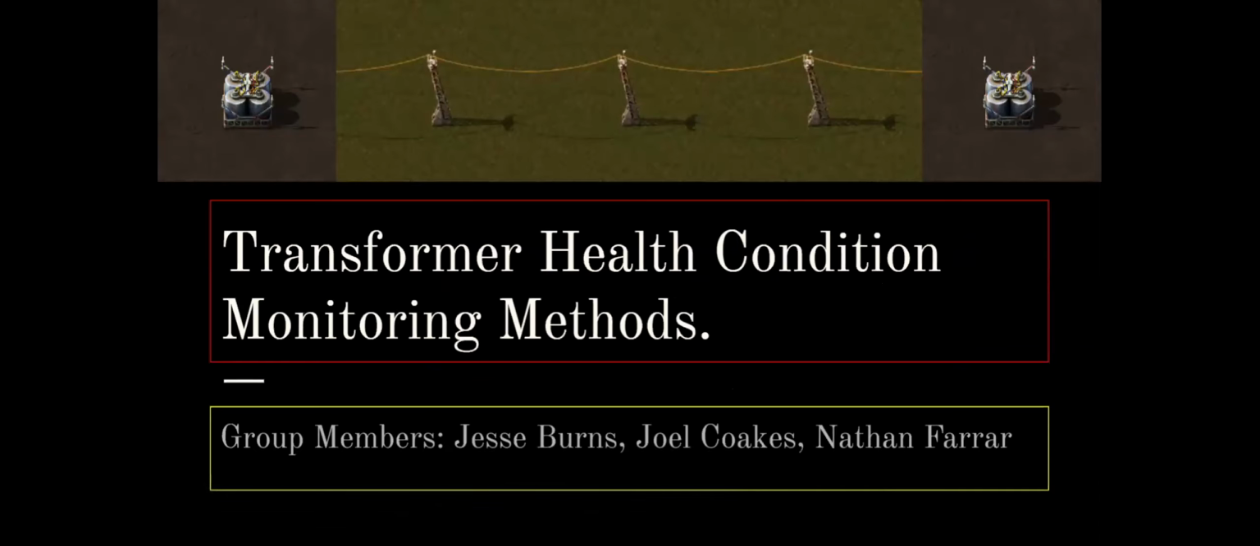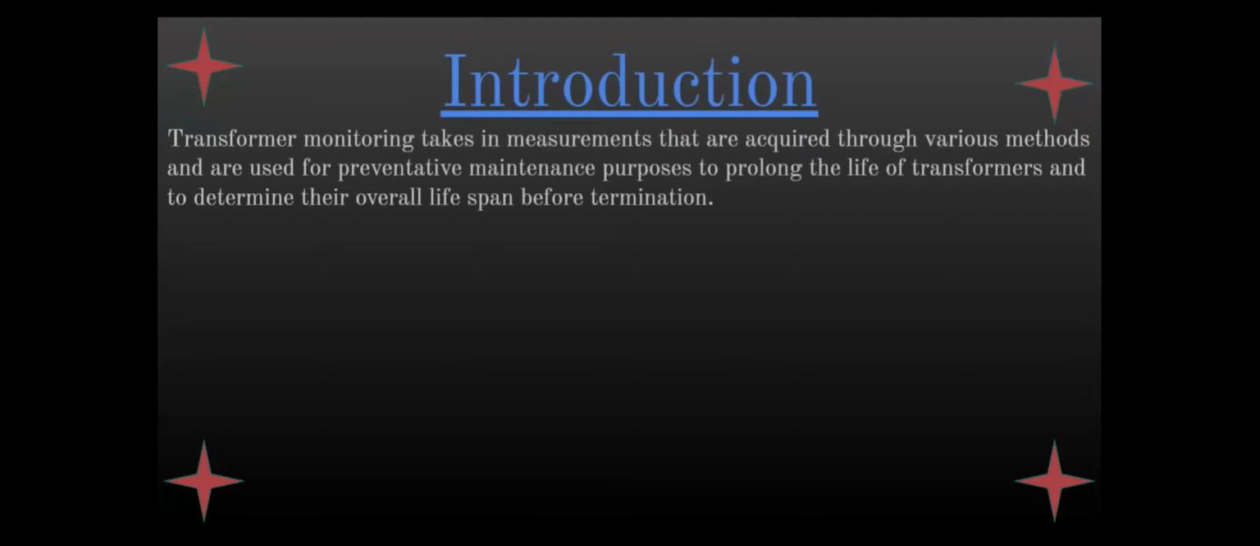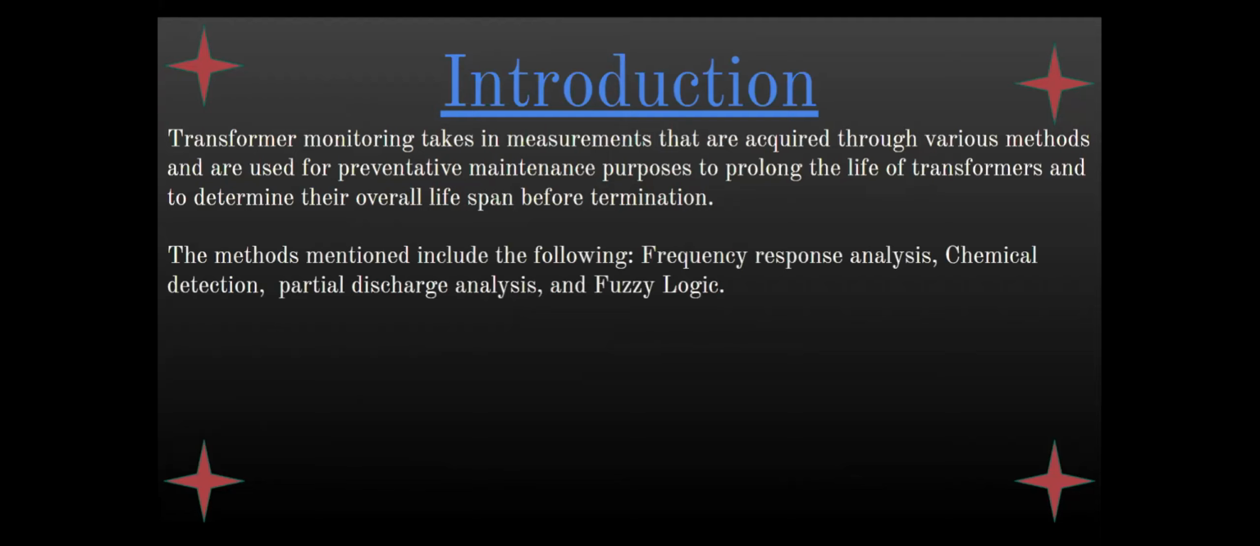Okay. All right. As you said, Dr. Ali, we're doing transformer health condition monitoring methods with me, Jesse, Joel, and Nathan. Our introduction is that transformer monitoring takes in measurements that are acquired through various methods and are used for preventative maintenance purposes to prolong the life of transformers and to determine their overall lifespan before termination. Some of the methods for doing this are frequency response analysis, chemical detection, particle discharge analysis, which is close to chemical detection because it's like DGA, the dissolved gas analysis, and fuzzy logic.